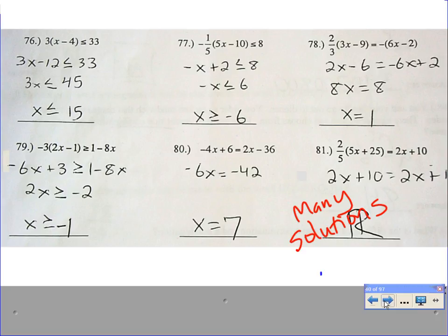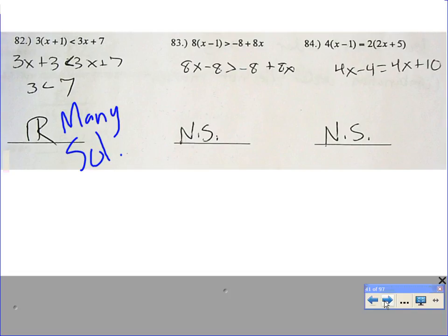Okay, last 3. 82, many solutions. 83, no solution. 84, no solution. All right, that's it. Questions on anything on that review? We still have 20 minutes, so we have plenty of time if there's any questions.